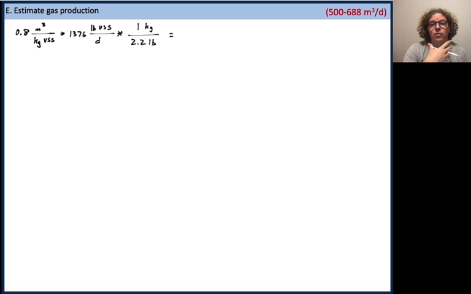And so we were given a range of gas production rates, and what we'll do on this slide and for the rest of the problem is explore both of those. So at the low end, we estimated 0.8 cubic meters of gas produced per kilogram of volatile suspended solids. You can see that I'm multiplying that by the amount of volatile suspended solids that we degraded, 1,376 pounds per day, and the conversion factor from kilograms to pounds. And that suggests we're going to produce 500 cubic meters of gas per day.